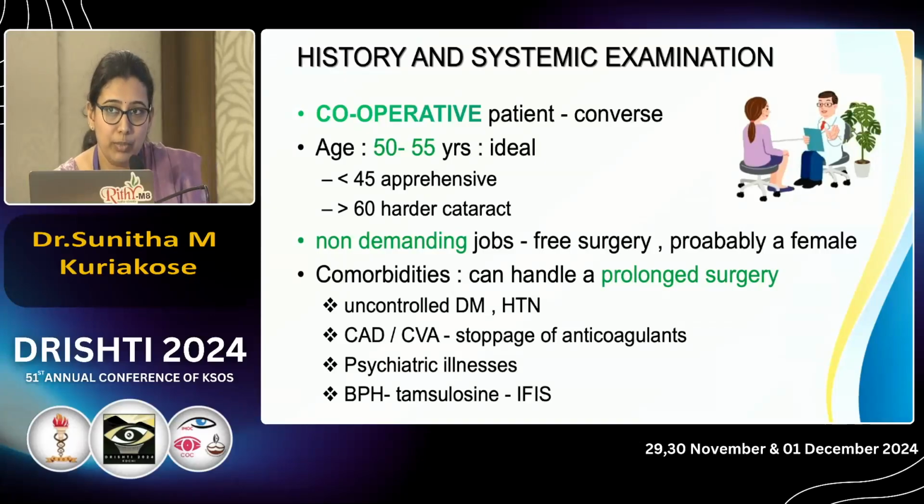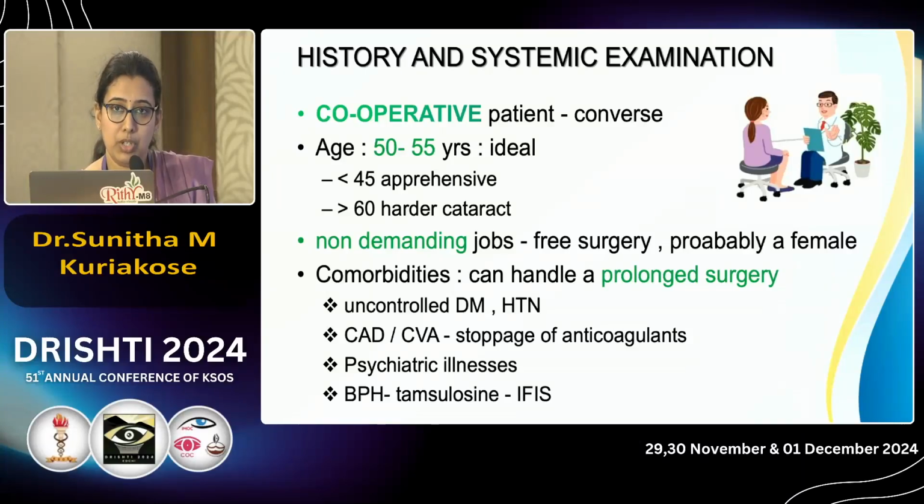The age group that we prefer is between 50 to 55 years, an ideal case. If they are less than 45, they are younger, more concerned about the complications and more apprehensive. If they are more than 60, they have harder cataracts, so it will be a little difficult for a beginner. Select people who have non-demanding jobs, that is, patients who are ready to do a free surgery, probably a female who doesn't have to go out and make a living. And always ask about the comorbidities.